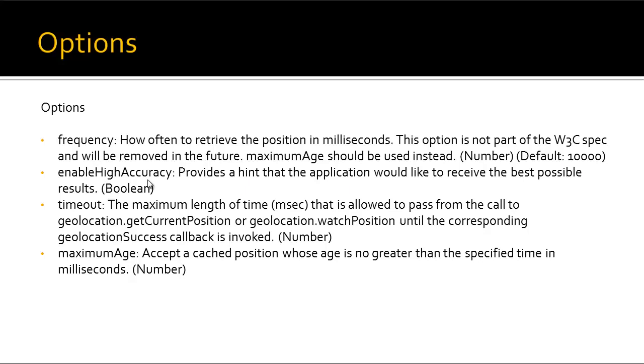Then we have the enable high accuracy parameter. This provides a hint that the application would like to receive the best possible results. You either need to set that as true or false: true meaning yes, I want to enable high accuracy, and false, I don't want to enable high accuracy. Then we have the timeout optional parameter. This is the maximum length of time in milliseconds that is allowed to pass from the call to geolocation.getCurrentPosition or geolocation.watchPosition until the corresponding geolocation success callback is invoked. Then we have the maximum age optional parameter. This accepts a cached position whose age is no greater than the specified time in milliseconds. So, as I said before, use the maximum age parameter instead of the frequency parameter.